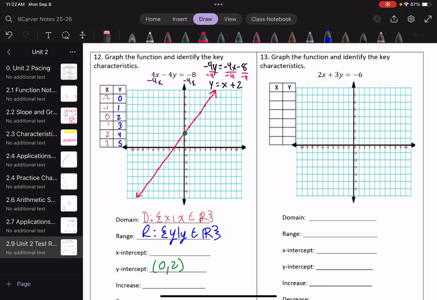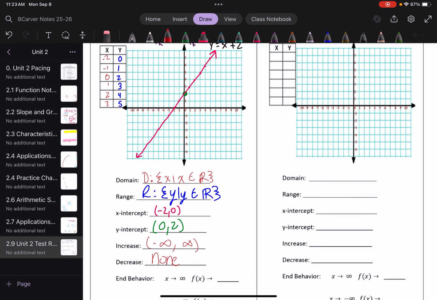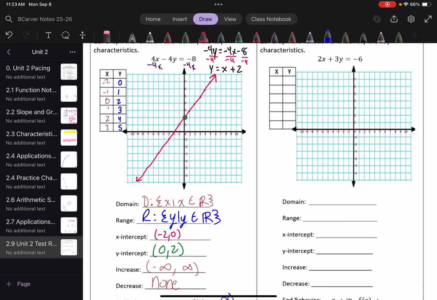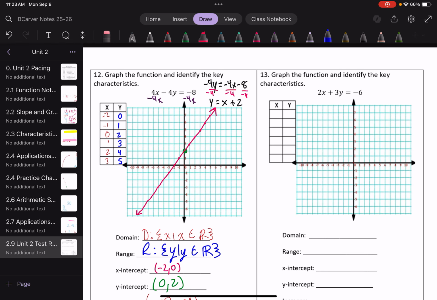And we do have an x-intercept here. Our x-intercept is at (-2, 0). Our y-intercept was at (0, 2). This function is always increasing, so it's going to be from the interval of negative infinity to positive infinity. There will be no decrease. When x goes to positive infinity, y is going to positive infinity. And when x goes to negative infinity, y goes to negative infinity. And that is the full characteristics for that function.